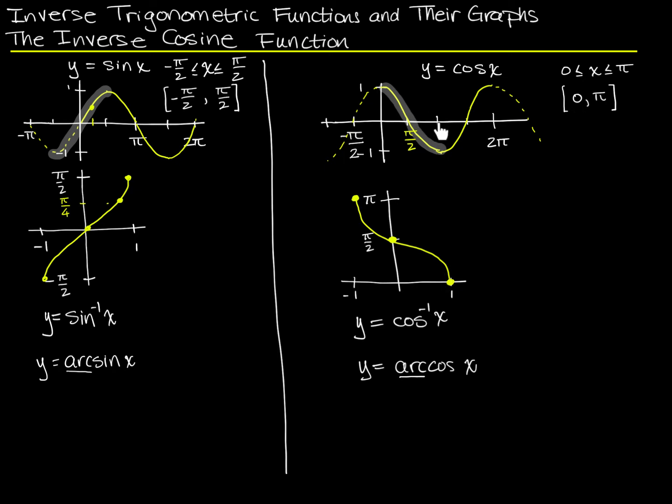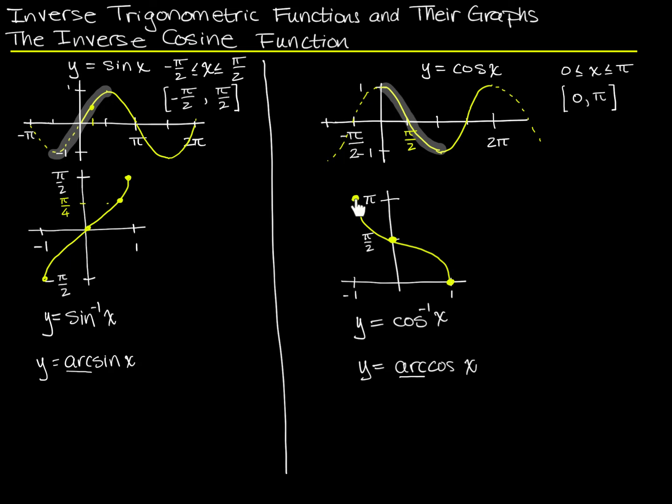All the way out here at pi, there's no other x value within this restricted domain that gives me a value of negative 1. That means that for the arccosine graph, I'm never going to be able to track this y value of pi back to anything other than negative 1. That's what makes this a function.